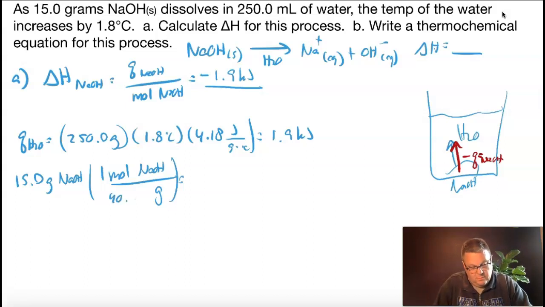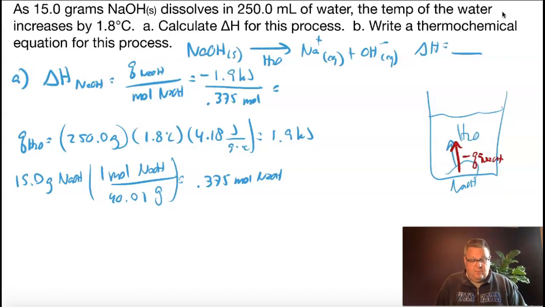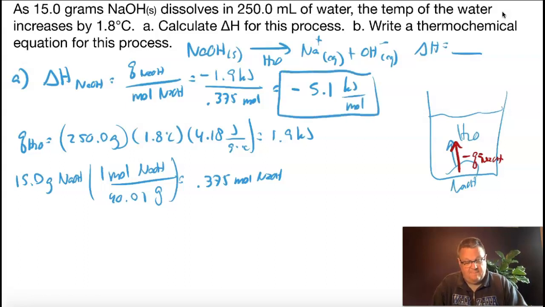0.01 is the molar mass. 0.375 is my moles of NaOH. All right, moles are always positive, okay? When I do the division, negative 1.9 divided by 0.375, my answer is negative 5.1 kilojoules per mole. That's my answer for A.